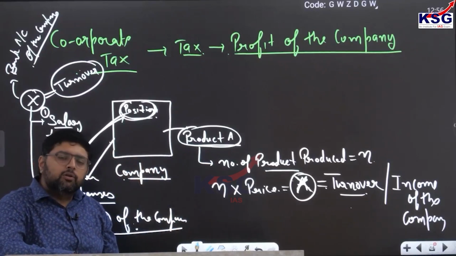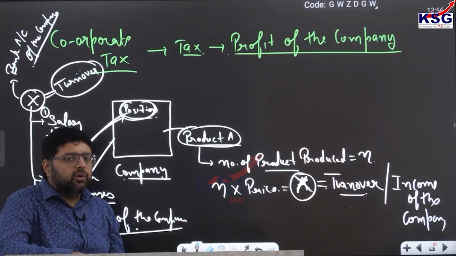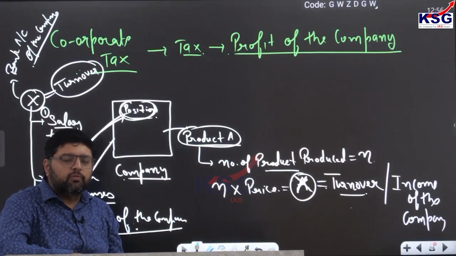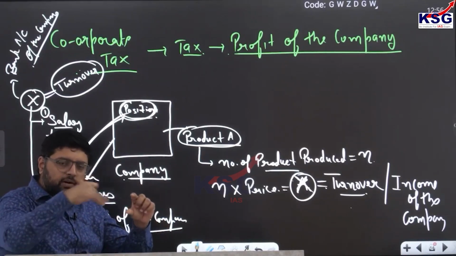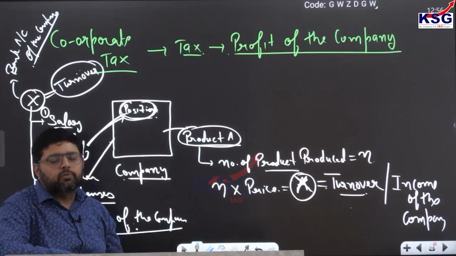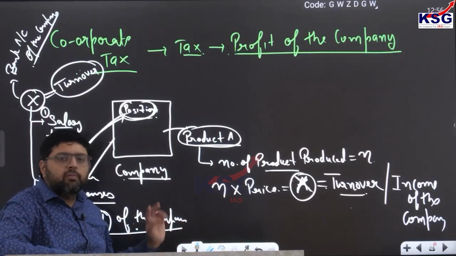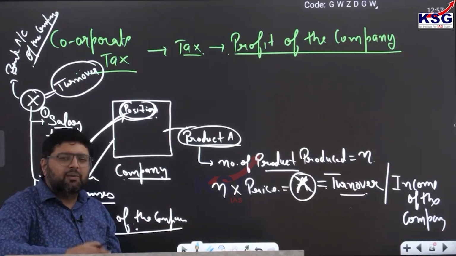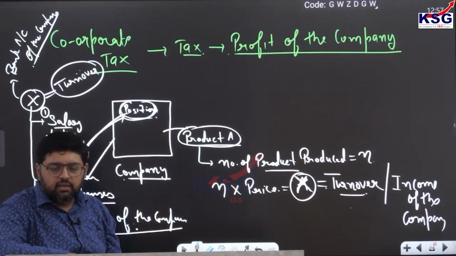Now the government also knows that you are doing this deliberately. So the government says that whatever profit you have distributed, on that you have to pay minimum alternate tax, and that is 18%. So the company says, rather than paying 37%, it's better to pay 18%.